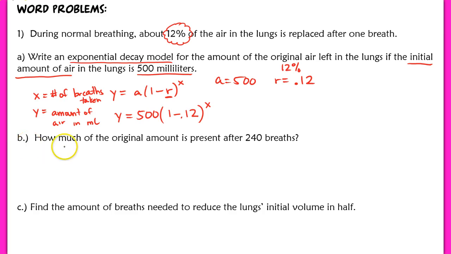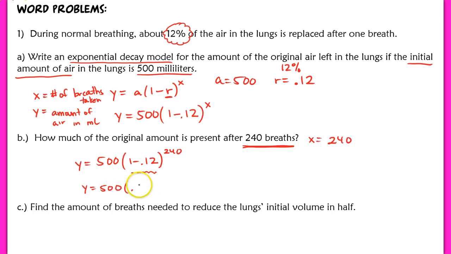So what they're telling us now, and this is one of our second objectives here, is to calculate an output when we're given the input. 240 breaths means that x is equal to 240. So I'm going to write out our function here, y equals 500 times 1 minus 0.12 to the 240th power. Now you can simplify this 1 minus 0.12 and stick that in your calculator. So I would recommend doing that, and you're going to get 0.88 raised to the 240th power.